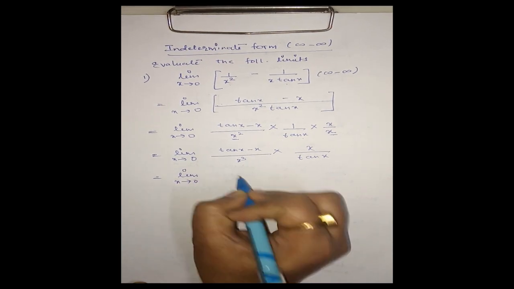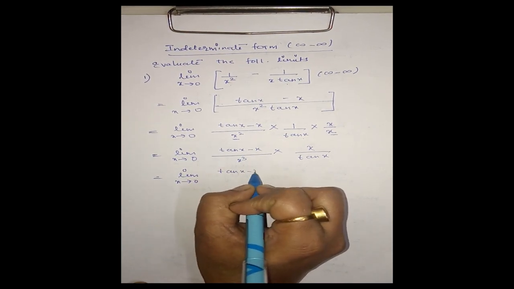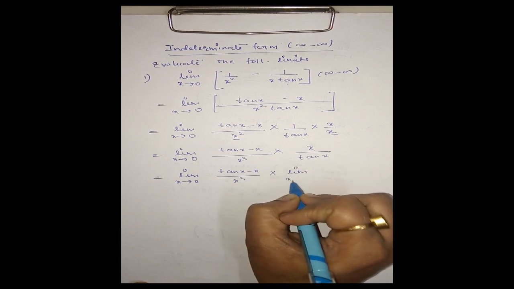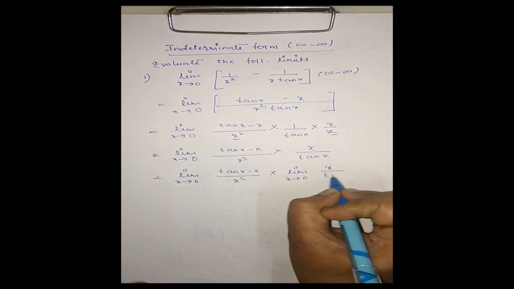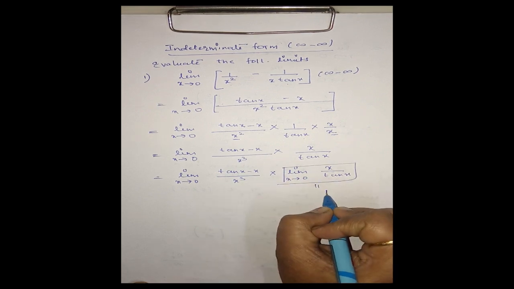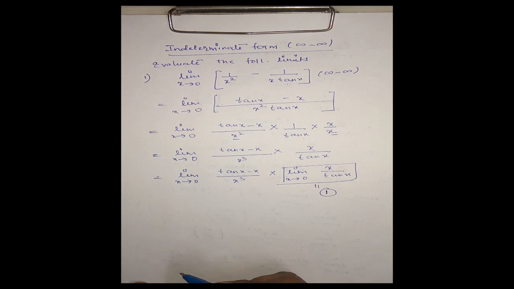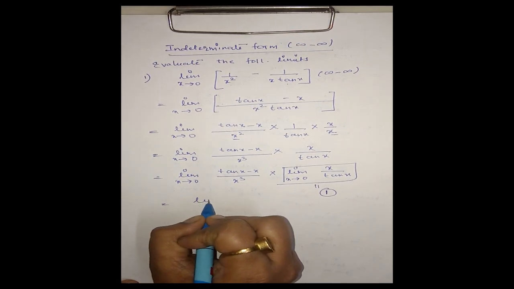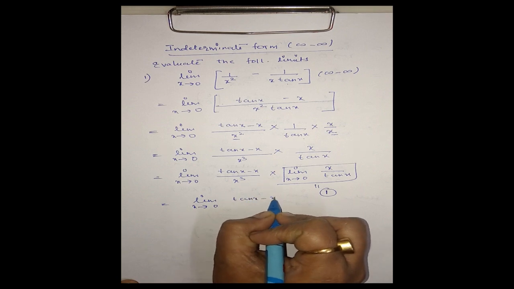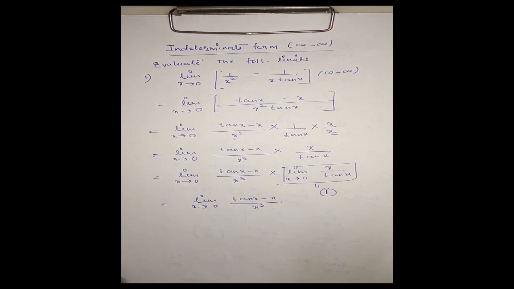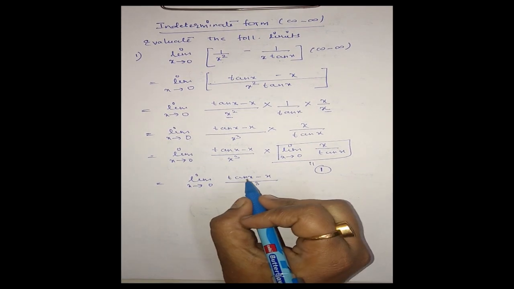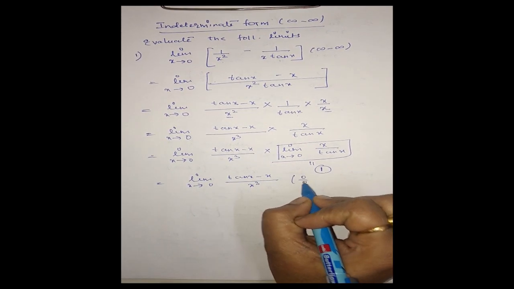This is limit x tending to 0, tan x minus x into x cube into limit x tending to 0, x by tan x. I can write like this, and we know this limit is equal to 1. Okay, means we are left with only this limit, limit x tending to 0, tan x minus x by x cube. Clear? Now on taking limit as x tending to 0, this is 0 by 0 form.